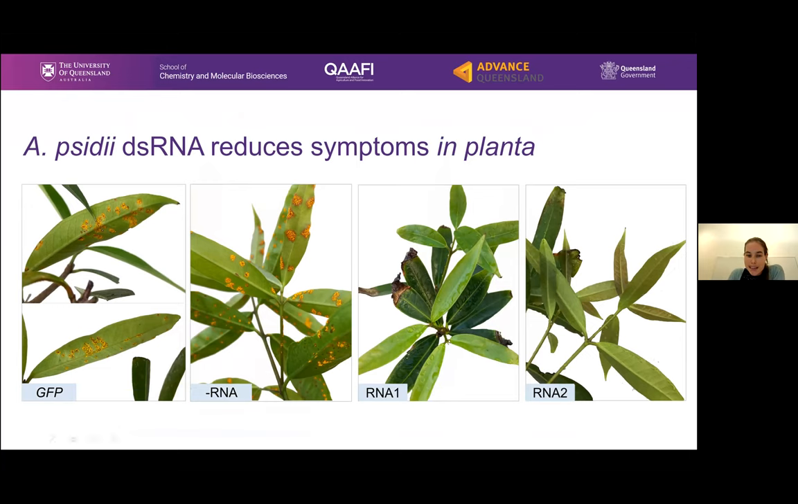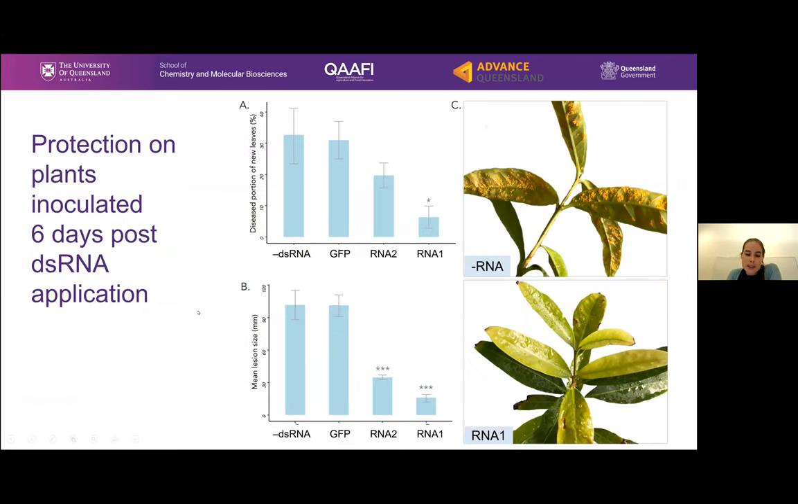And we saw the same thing on whole plants, which was really exciting. So clear symptoms developed after 2 weeks on the GFP and the water controls. And then in the RNA treatments, we really saw very minimal development of symptoms. So those experiments were where we inoculated the plants with the mixture of the spores already pre-mixed with the RNA. But then we repeated that experiment, but this time we applied the RNA 6 days before we inoculated the plants with the spores. And really excitingly, we again saw very minimal symptoms develop in the RNA sprayed plants. So that was really exciting.